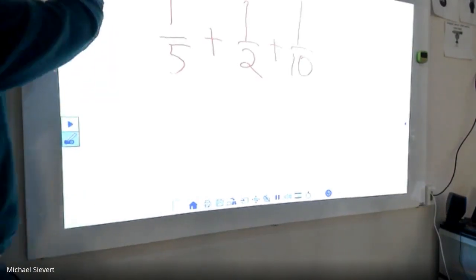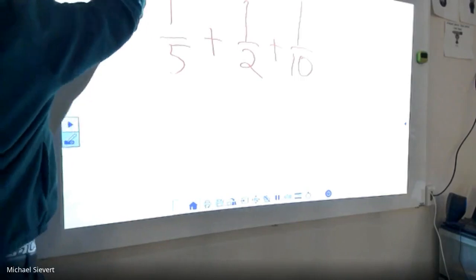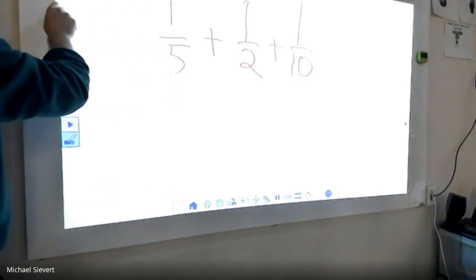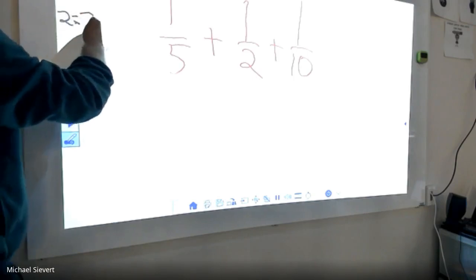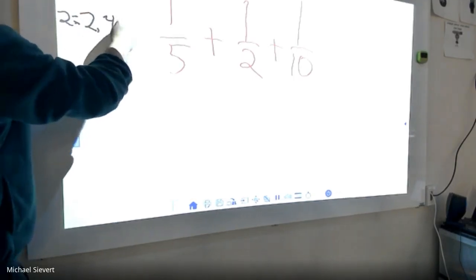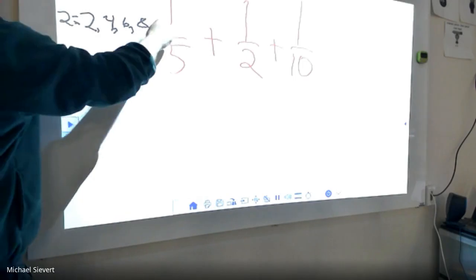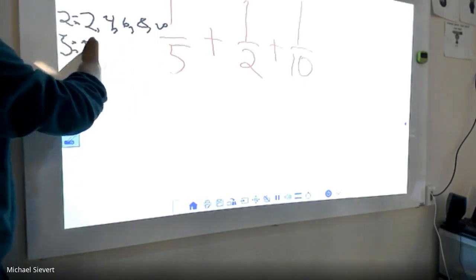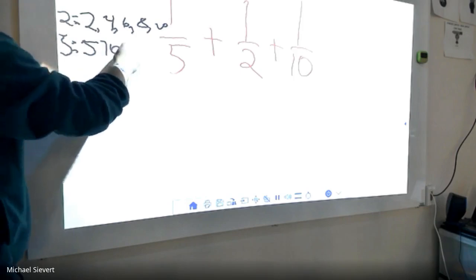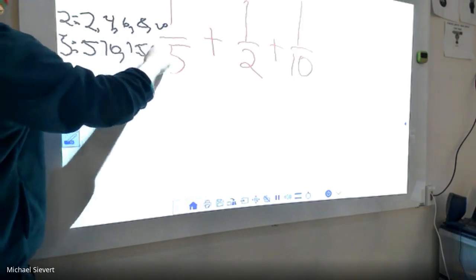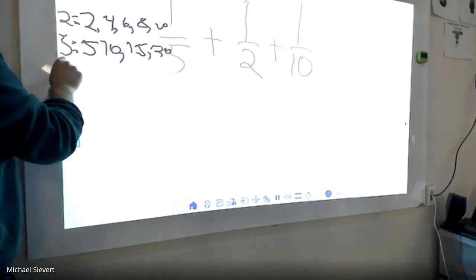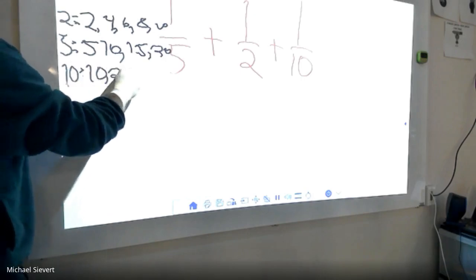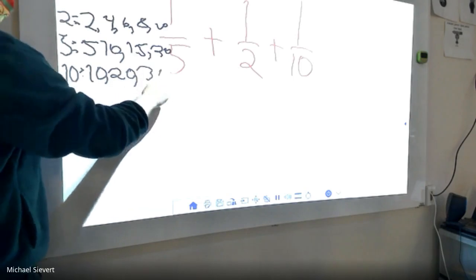First thing you want to do is find the least common multiple. So that means when you go down the line, I'm going to start with 2. You got 2, 4, 6, 8, 10. 5 would be 5, 10, 15, and stop at 20. And then 10 would be 10, 20, 30.